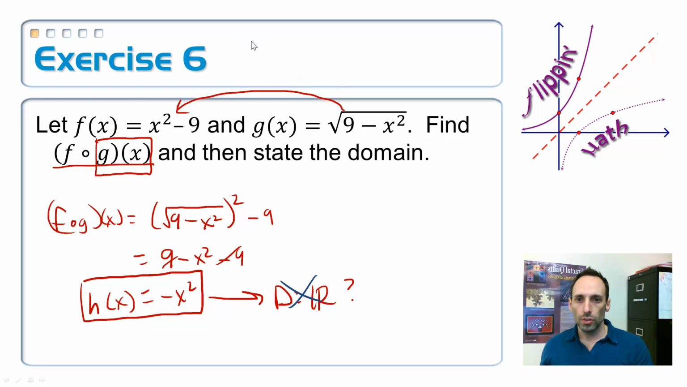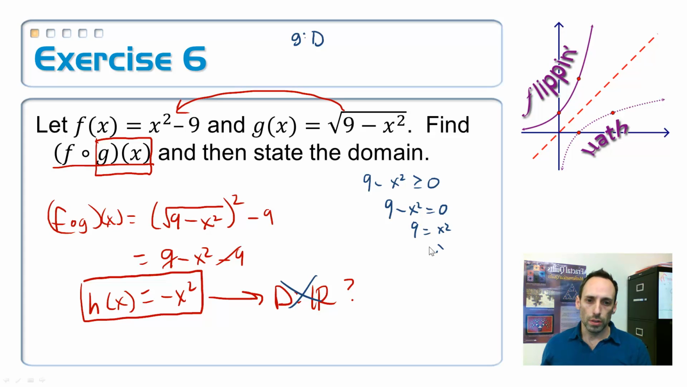So here's the interior function. So for g of x, its domain. Whenever I look at the square root thingy, remember this is 9 minus x squared has got to be greater than or equal to 0 since it's a square root. And then I make that an equation. I can't solve the inequality with a squared in it. Add the x squared over, take the square root, plus or minus 3.